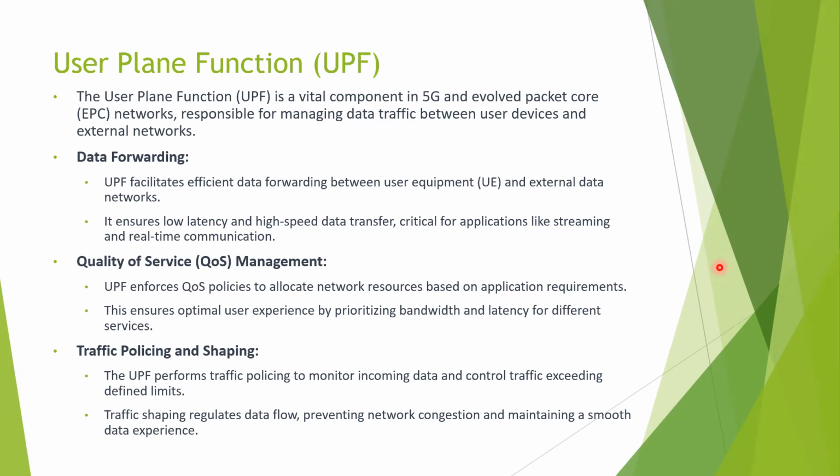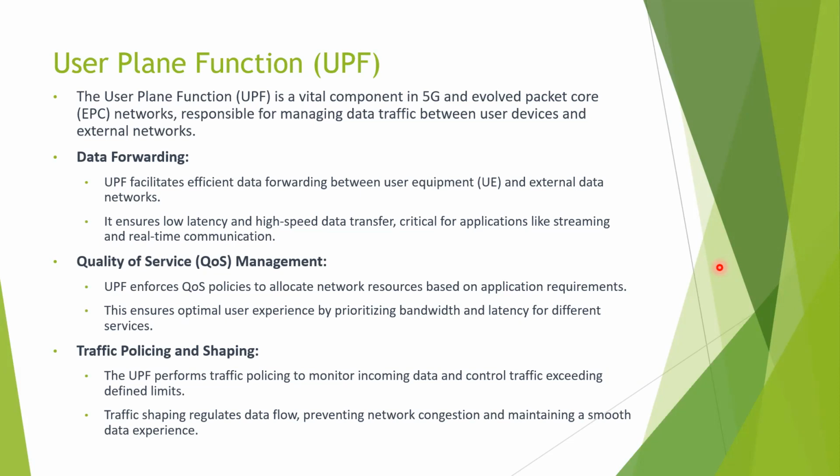So some key features: it's data forwarding. The UPF facilitates and forwards data between the UE and the external network, and it ensures low latency and high accuracy data transfer, critical for applications like streaming and real-time communication. And also the QoS management. It's measuring the QoS flows. It's enforcing the QoS policy to allocate network resources based on the requirements. And it also ensures the user's experience based on the bandwidth and the services.